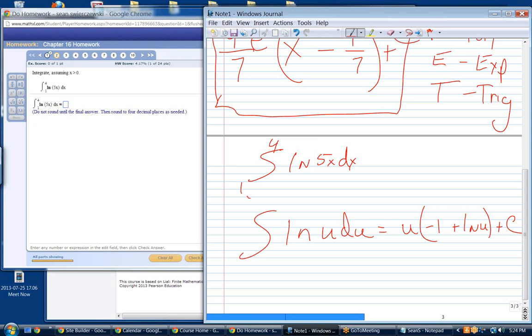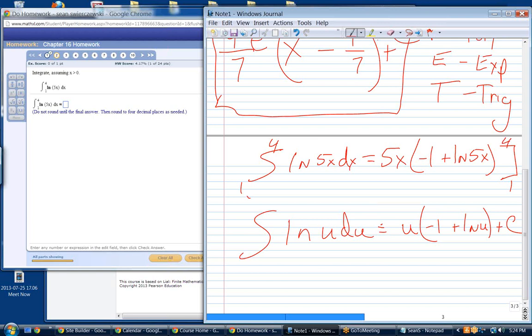Okay, so what does that mean? So the integral of natural log of 5x is going to be 5x times minus 1 plus the natural log of 5x plus c. Well, not plus c because this is a proper integral. So evaluated from 1 to 4.